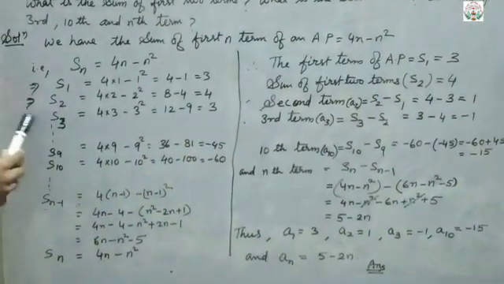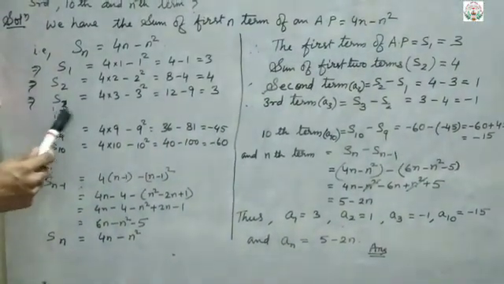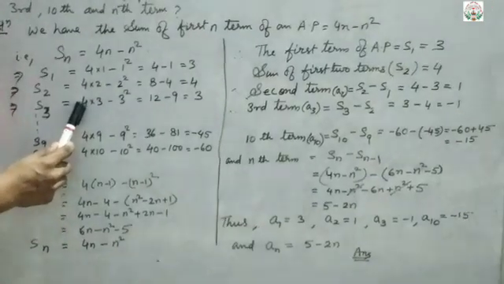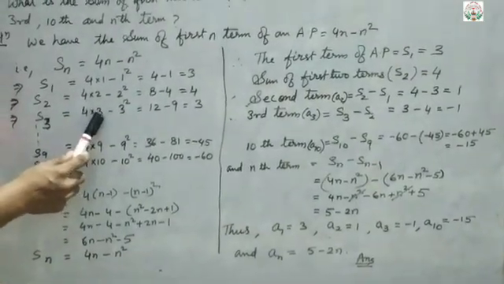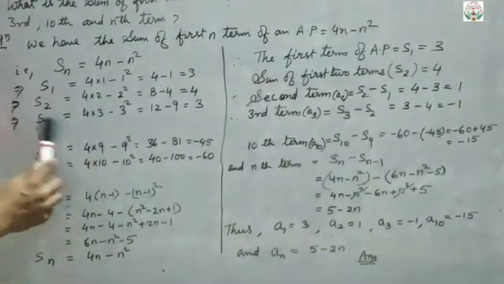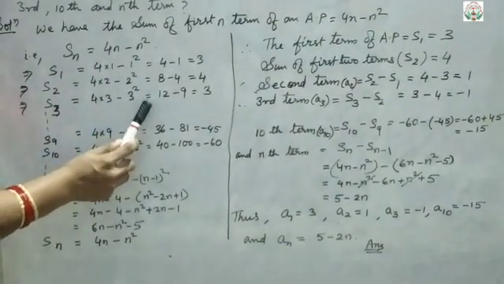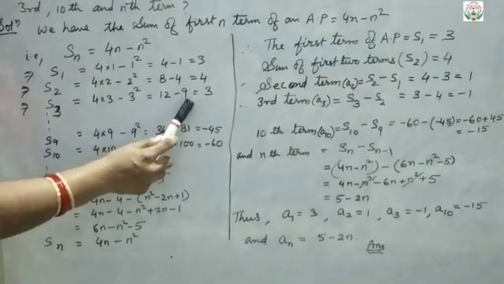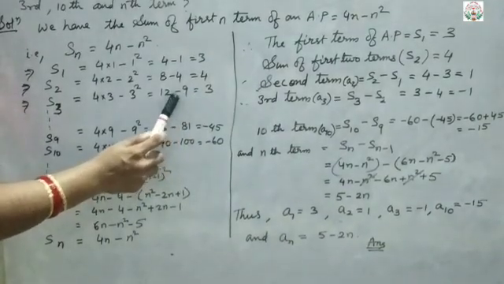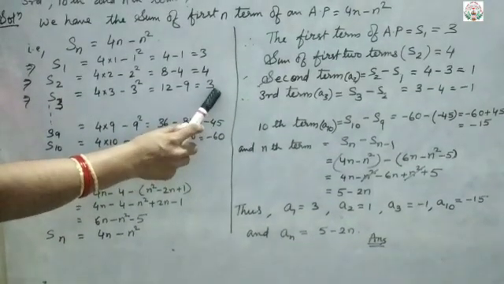Okay. Now after that, S3. S3 equals 4 into 3. Wherever n is there, you put the value as 3. So S3 will be 4 into 3 minus 3 square. So that equals 12 minus 9. 3 square is 9. So 12 minus 9 equals 3.